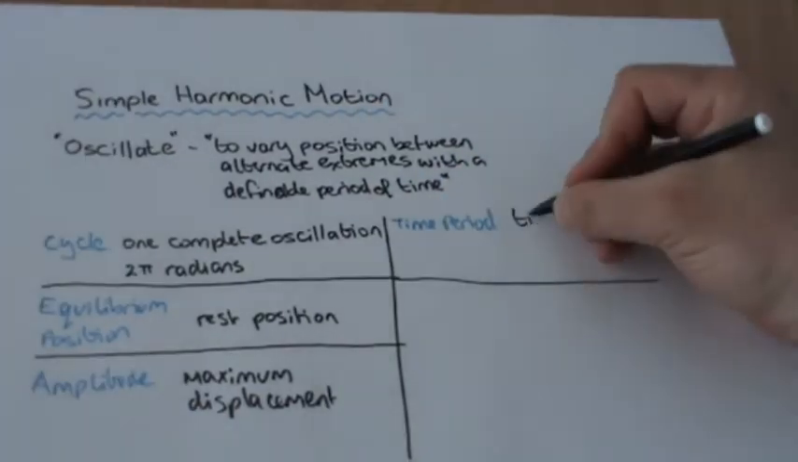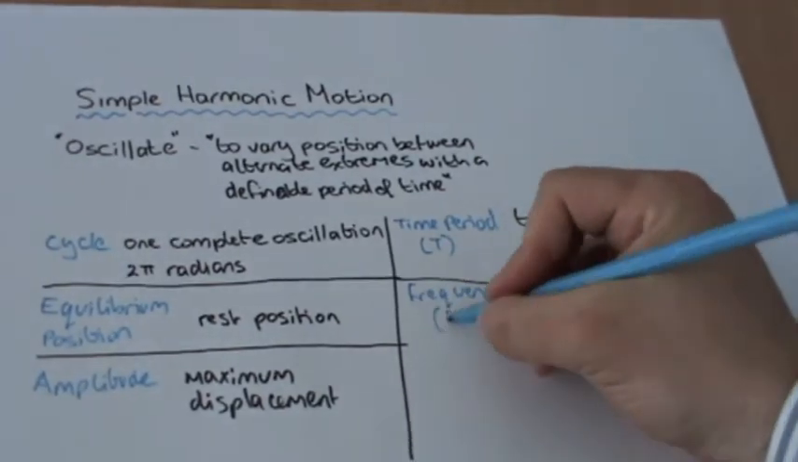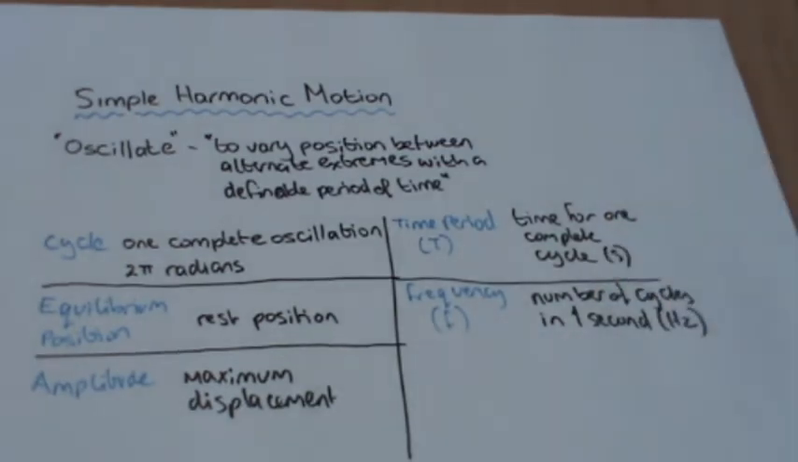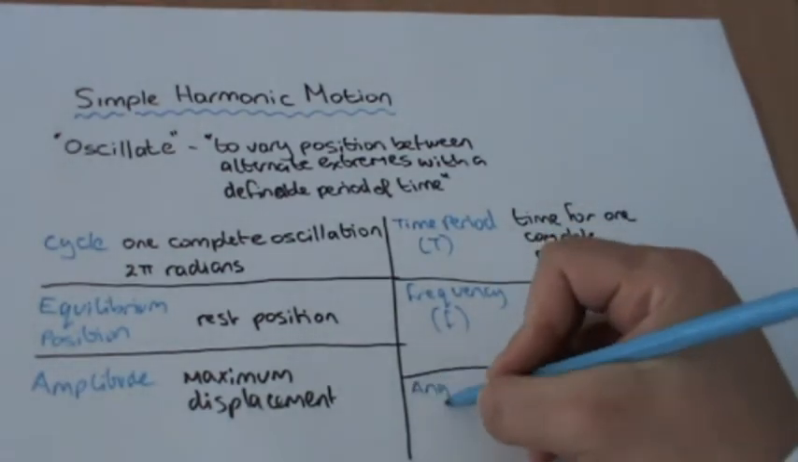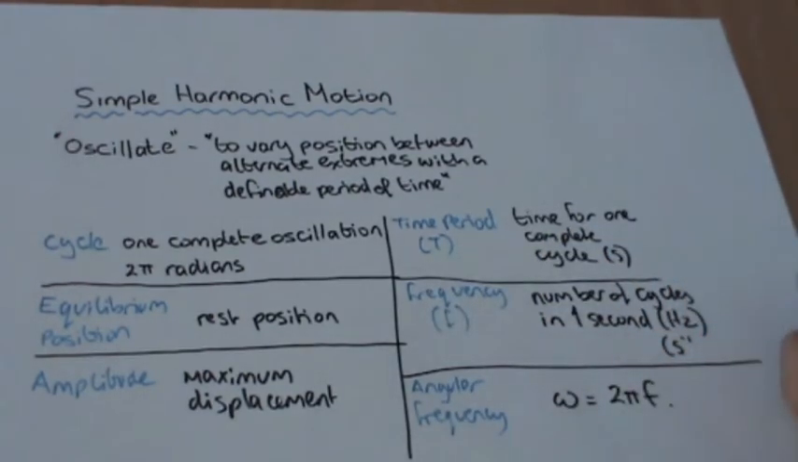The time period is the time for one complete cycle. And the symbol is T. The frequency is the number of cycles in 1 second, measured in hertz or per second. The angular frequency, omega, equals 2 pi f. This is something you might recognize from circular motion, and we'll understand more about what it has to do with simple harmonic motion in the next video.